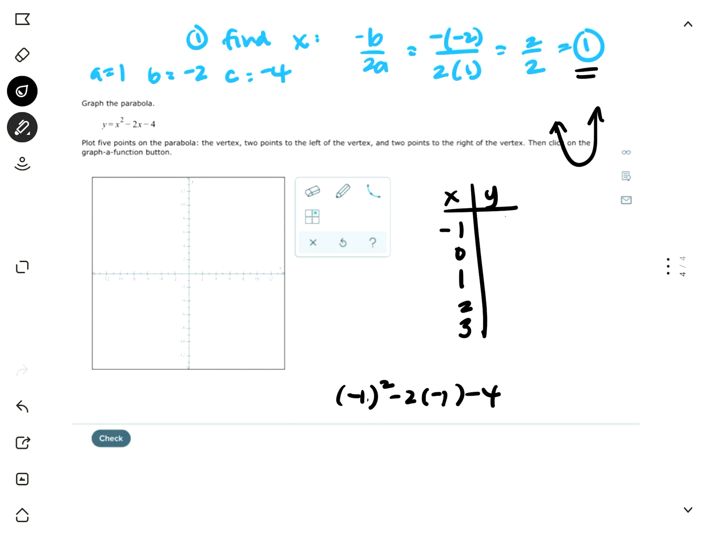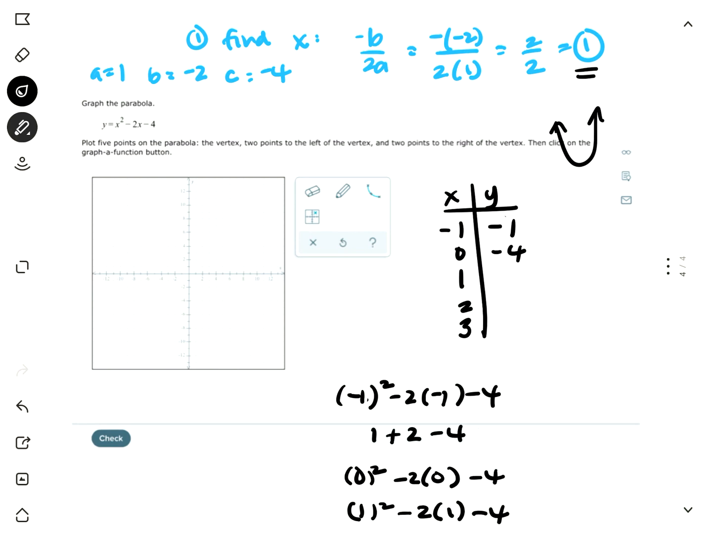So -1 squared, -1. So okay, we have 1 minus negative again is +2 minus 4, so that's going to be -1. Do the same thing with 0. That's easy, right? 0 squared minus 2 times 0 minus 4 is just going to be -4. When we plug in a 1, we get 1 squared minus 2 times 1 minus 4, which is going to be 1 minus 2 is negative 1, minus 4 is negative 5.